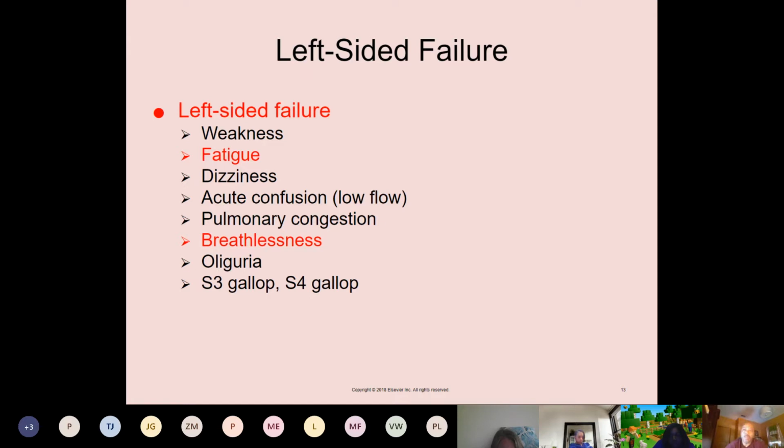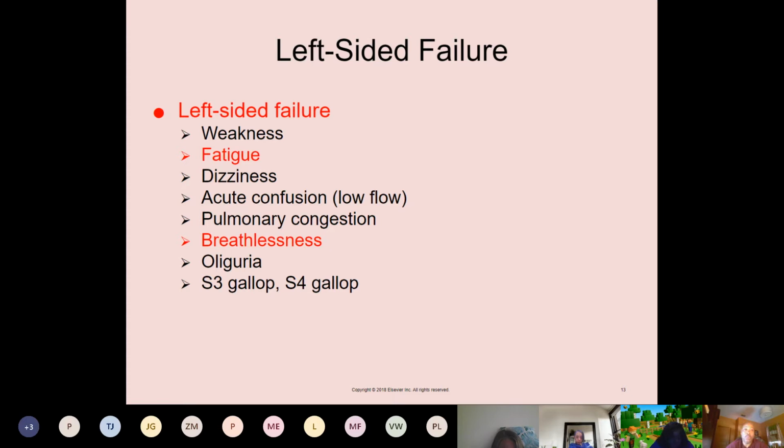You want to observe their respiratory rate, their rhythm, the character of their respiratory system, and also the SpO2, the O2 saturation. Usually their respiratory rate might be greater than 20, even perhaps at rest, when it should usually be between 12 and 20.